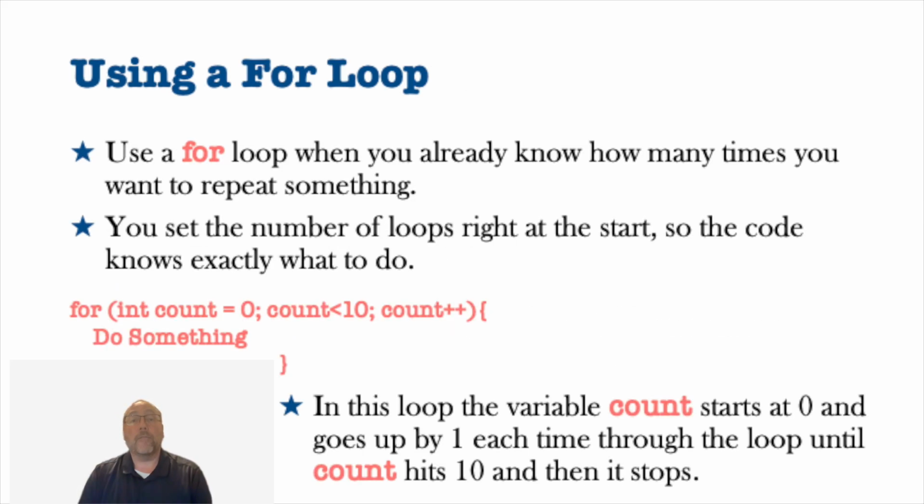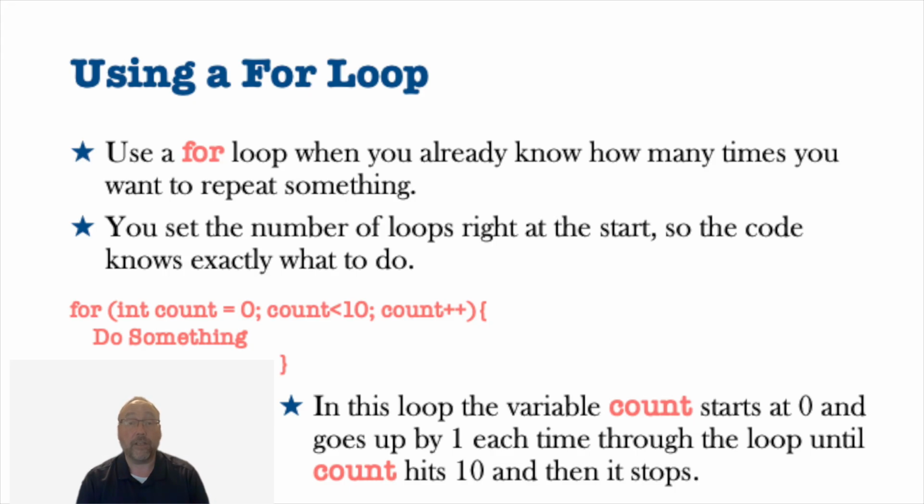But there are two different kinds of loops that are typical within all languages, and especially in Java: the for loop and the while loop. We use the for loop when we know ahead of time how many times we're going to go through the loop. And with a for loop, you start out by telling the computer where to start, how often, when to stop, and then how to increment.